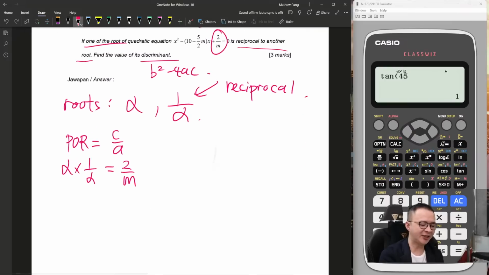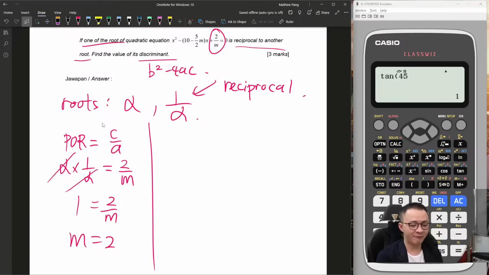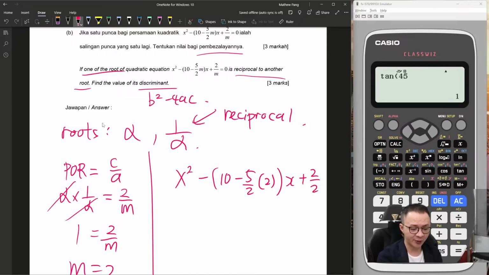Because I can easily find m from here. Simplified, I get 1 equals 2 over m. Then m equals 2. So after I get the m value, I'm going to rewrite the whole equation. This one is x squared minus 10 minus 5 over 2 times 2, plus an x there, plus 2 over 2 equals 0. Then x squared minus 5x plus 1 equals 0.